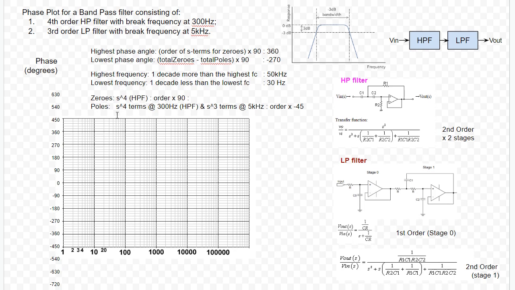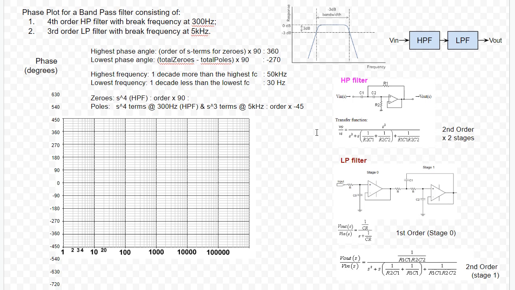And the lowest phase angle, that's the range down here, we can work it out by just simply using this formula. We just go and figure out how many zeros there are in the entire system minus the number of poles in the entire system, and then multiply by 90. So how many zeros are there? Well, the zeros are only in the high pass filter, so not for the low pass. There's only 4. So there are 4 zeros in total in the entire system, right?